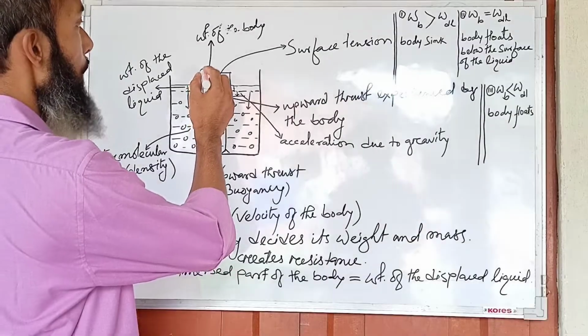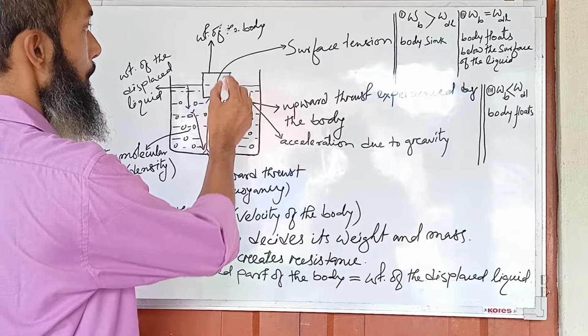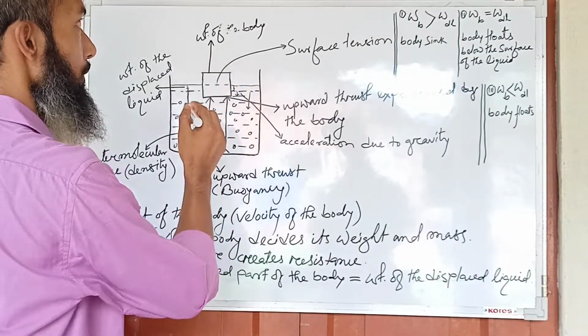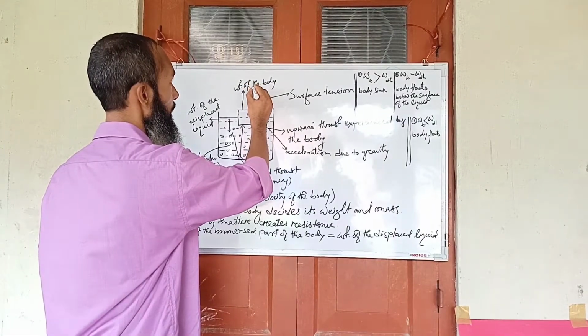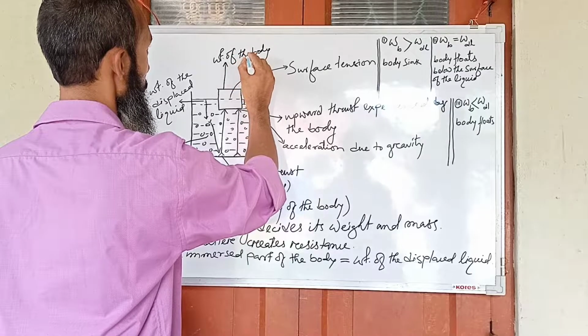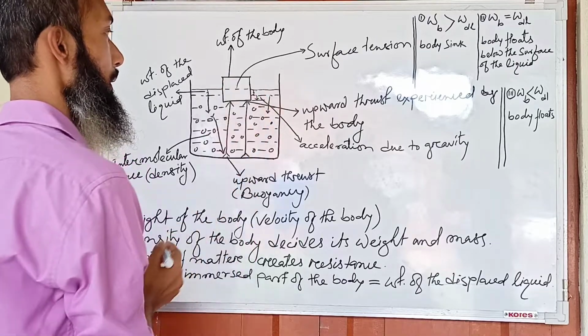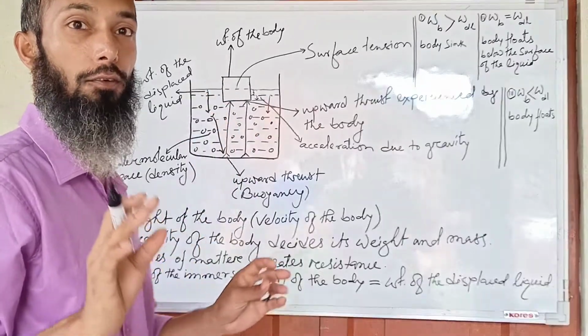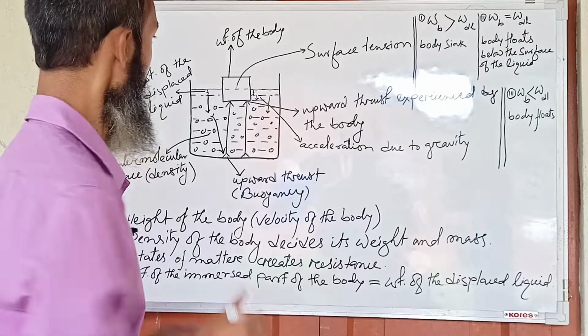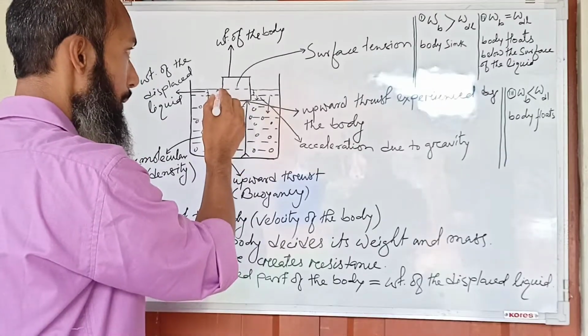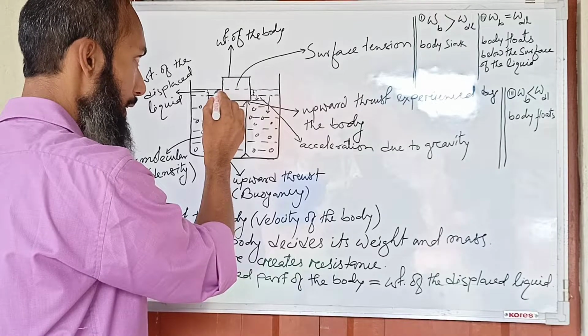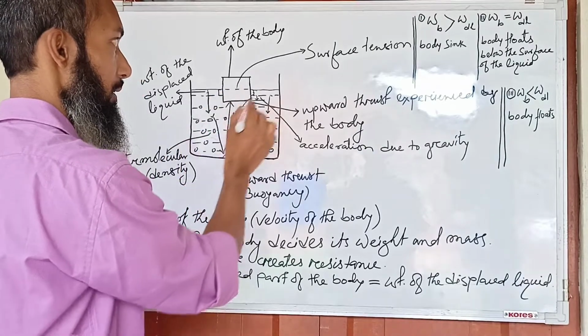Here, when a body is placed on water, then this is the weight of the body. When the body is immersed in water, what are the effects it creates? If a body is immersed, then the water gets dispersed up to here.